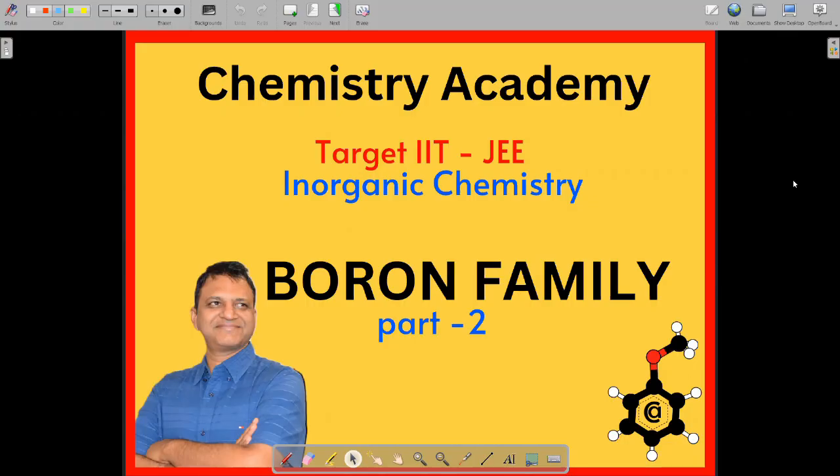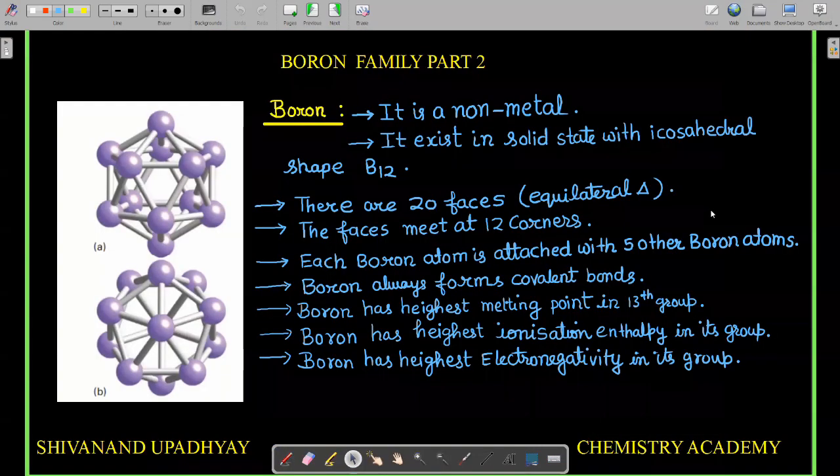Today we are going to discuss the second part of the boron family. So the first thing is boron. We know that boron is a non-metal and it exists in solid state with icosahedron shape. So what is special about this icosahedral shape of B12? You can see here that this is an icosahedral shape.